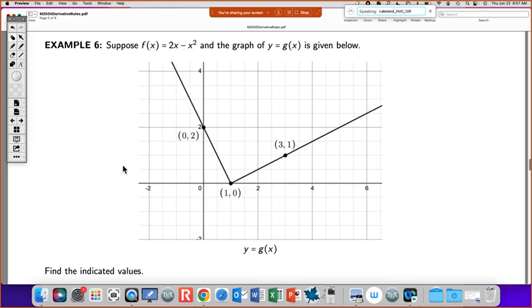All right, let's look at example 6. In example 6, they give us a formula for f of x, but they give us a graph for g of x. And then they ask us some questions. So I'm going to get the handout here.